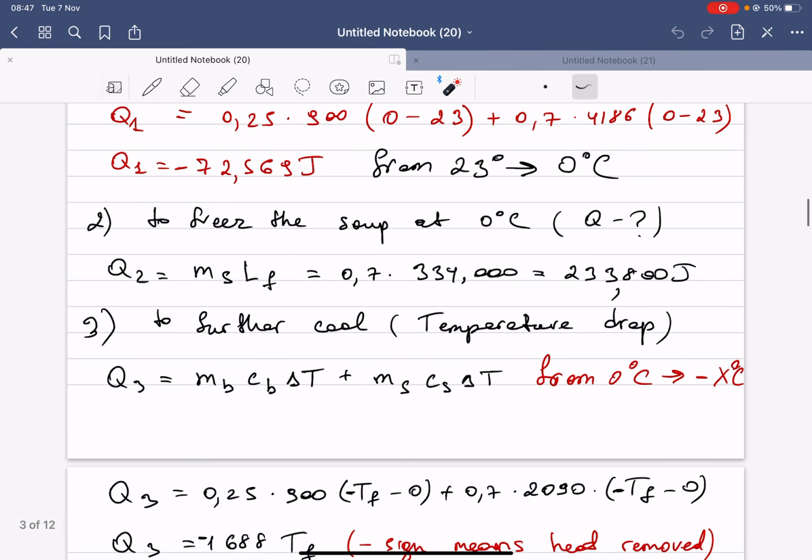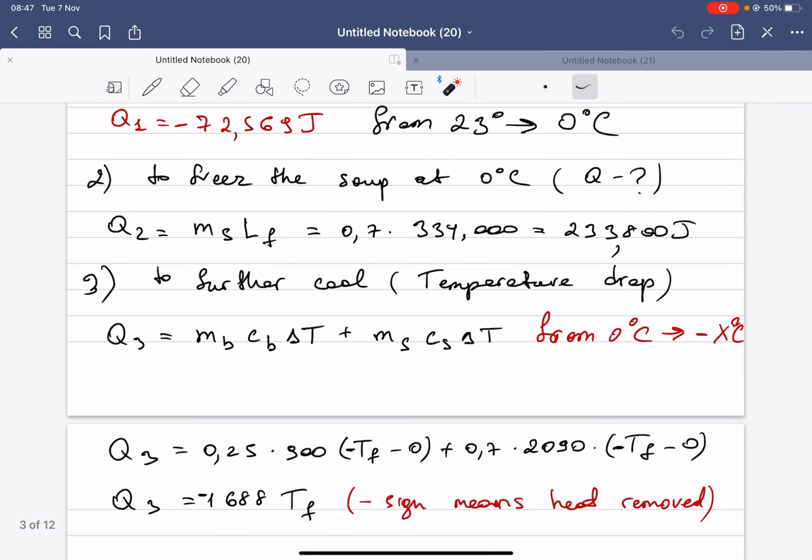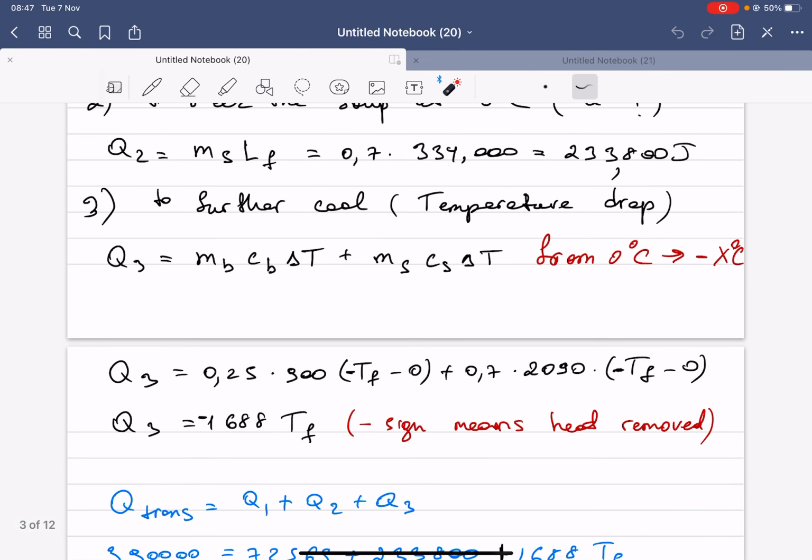That means it will cool down further. So in the third stage, we are further cooling down, and the temperature drops from 0 to a negative degree Celsius. In this case, both the bowl and soup will go below 0 degrees. So mass of the bowl, specific heat of the bowl, change in temperature, mass of the soup, specific heat of the soup, and change in temperature. Then you do 0.25 multiplied by this, T final minus 0, and here the same, T final minus 0, and then you calculate it.